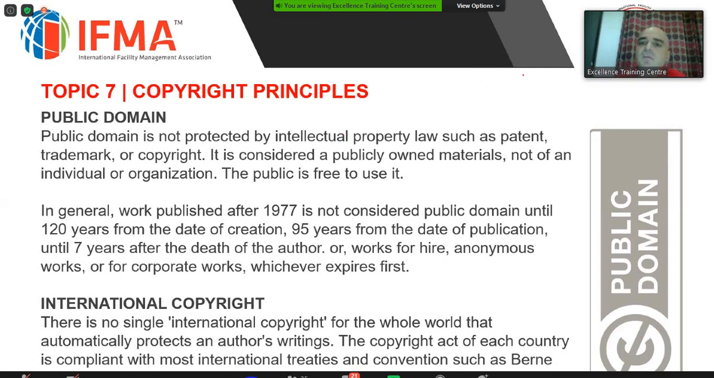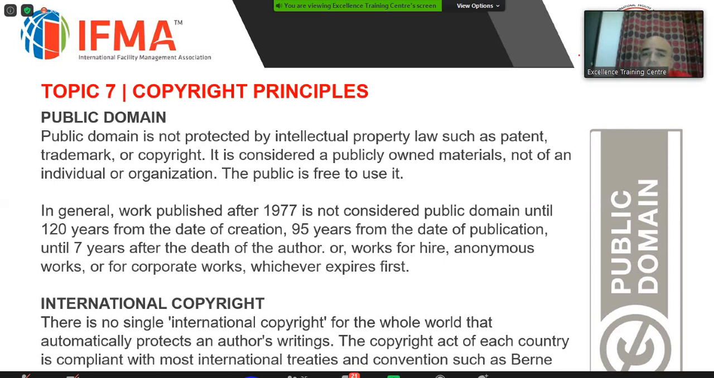Public domain: things in the public domain are not protected by intellectual property law, such as patent, trademark, or copyright. It is considered publicly owned material, not of an individual or organization. For example, in software we have something we call open source. They create the code and then put it in the open source, like Chrome. Chrome, the web browser, is open source code. That's why you find many versions of Chrome. Android is open source. That means if you utilize Chrome and improve on it, you don't need to go back to Google, the original creator.